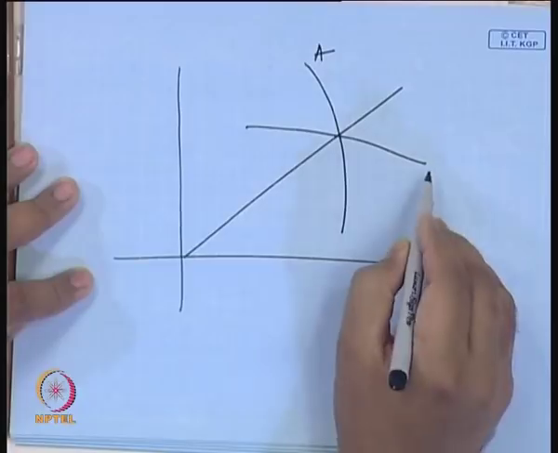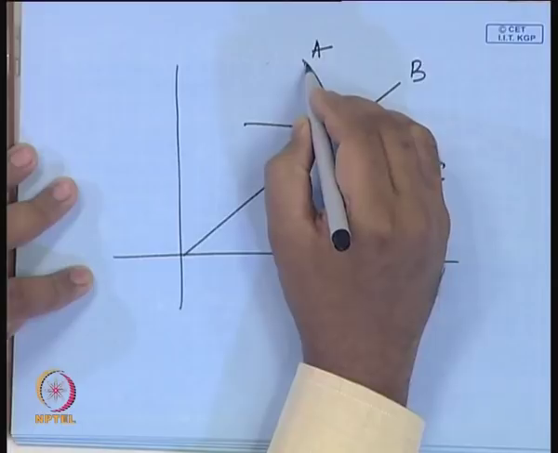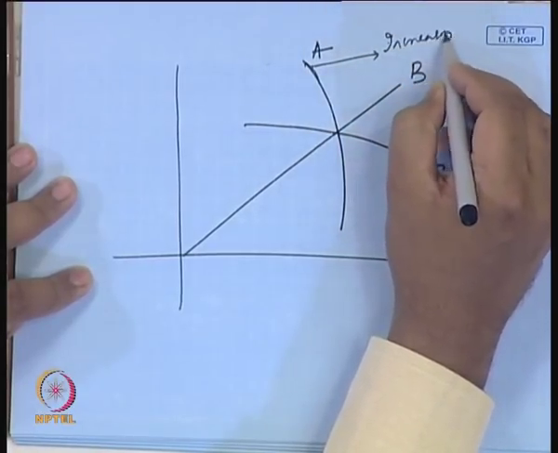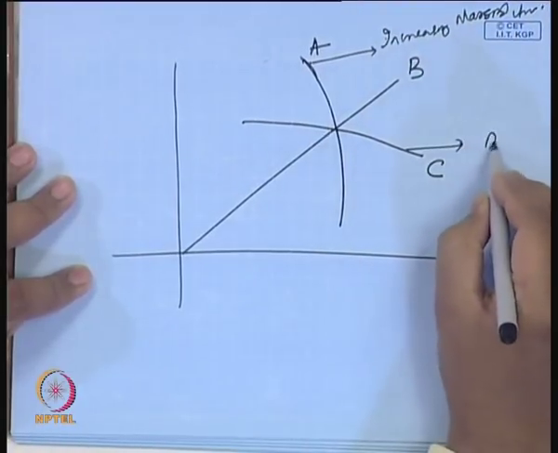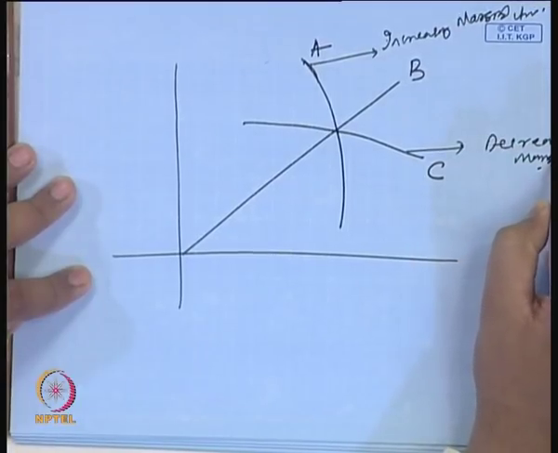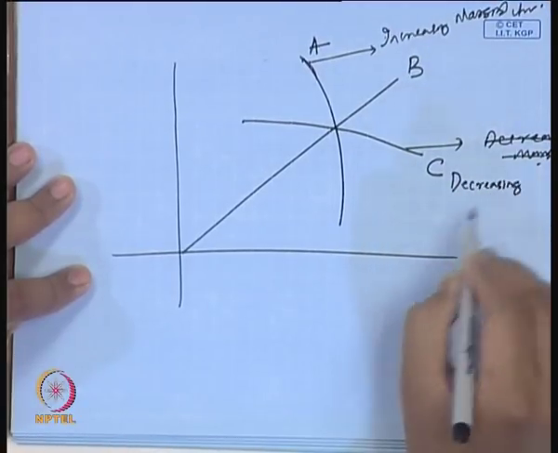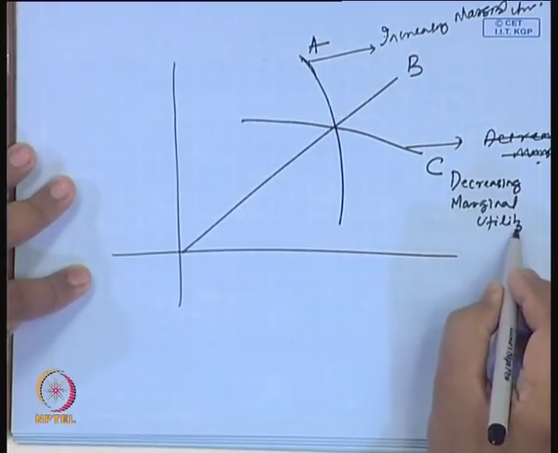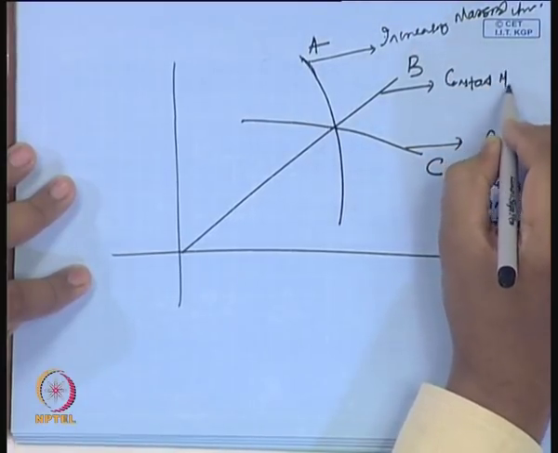and this is your A here, and this is your C, and this is your B. This A curve shows the increasing marginal utility. This is your decreasing marginal utility, and this is your constant marginal utility.